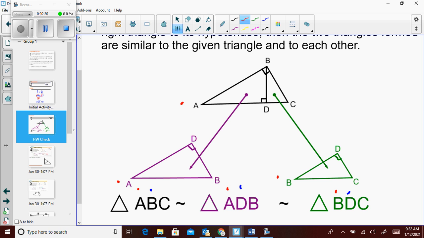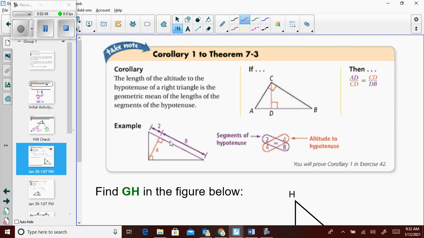You can use that and try to go through it each time and match them up. It's true, but we're going to have these other theorems that are going to help us. Once I have this altitude, I can use the fact that all three of these are similar to find missing pieces. But what we have are these corollaries to this, which has to do with the geometric mean.